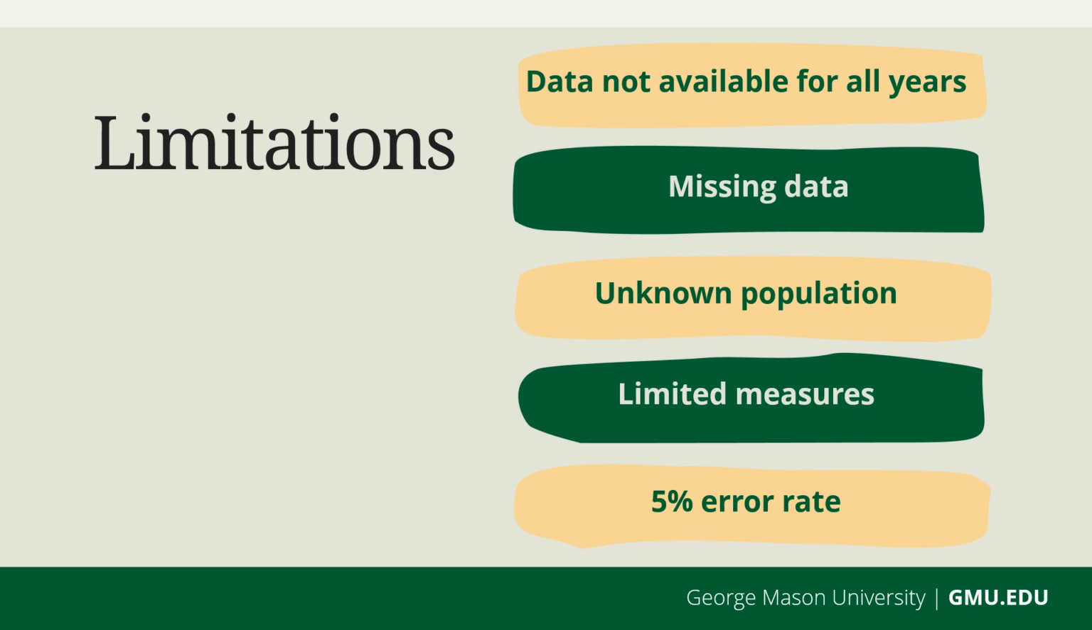Let's first address the limitations encountered during the case study. Five significant factors constrained our analysis. Firstly, our dataset only extended up till 2020. Secondly, data from 2013 was unavailable for some key measures. The demographic information of the individuals from whom the data was sourced remains unknown. There were limited measures to choose from. And lastly, we acknowledge a 5% error rate in our findings.